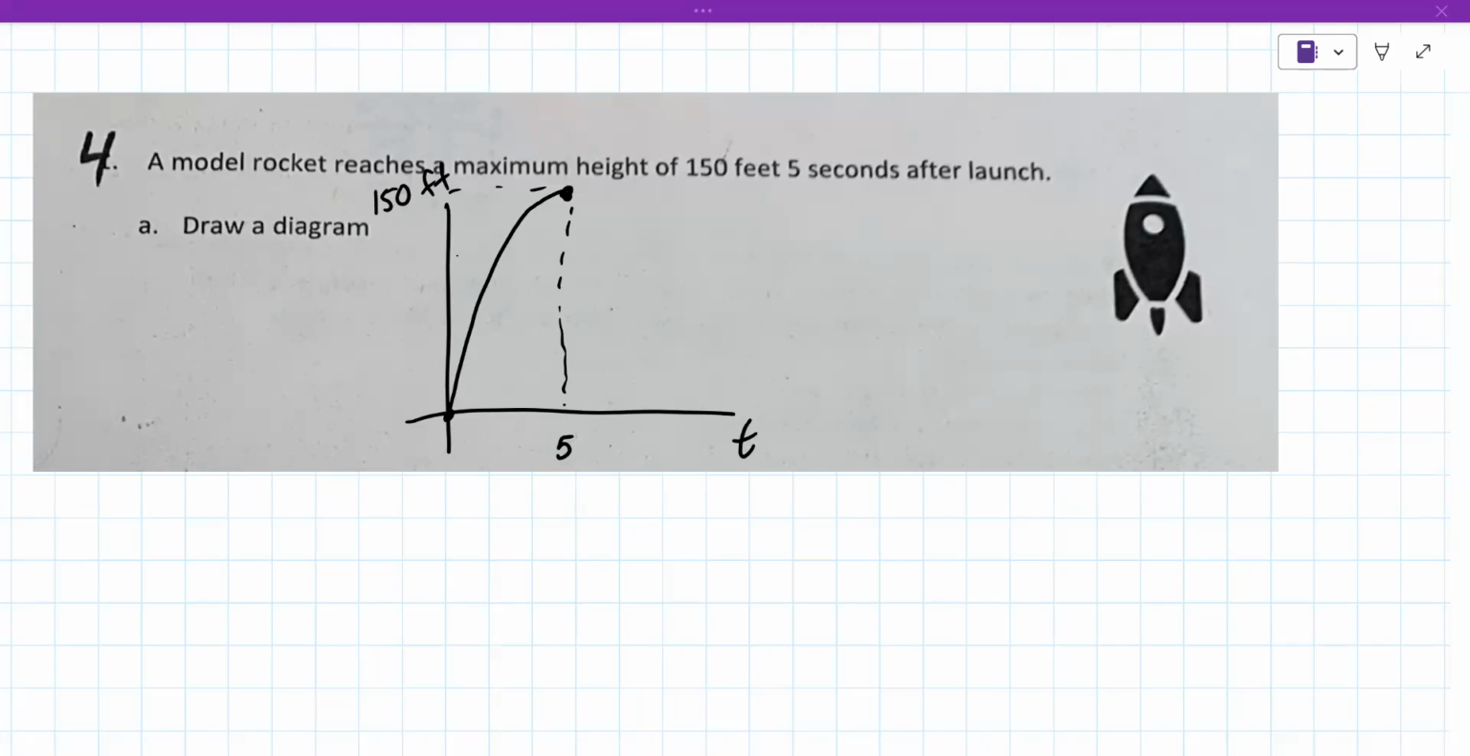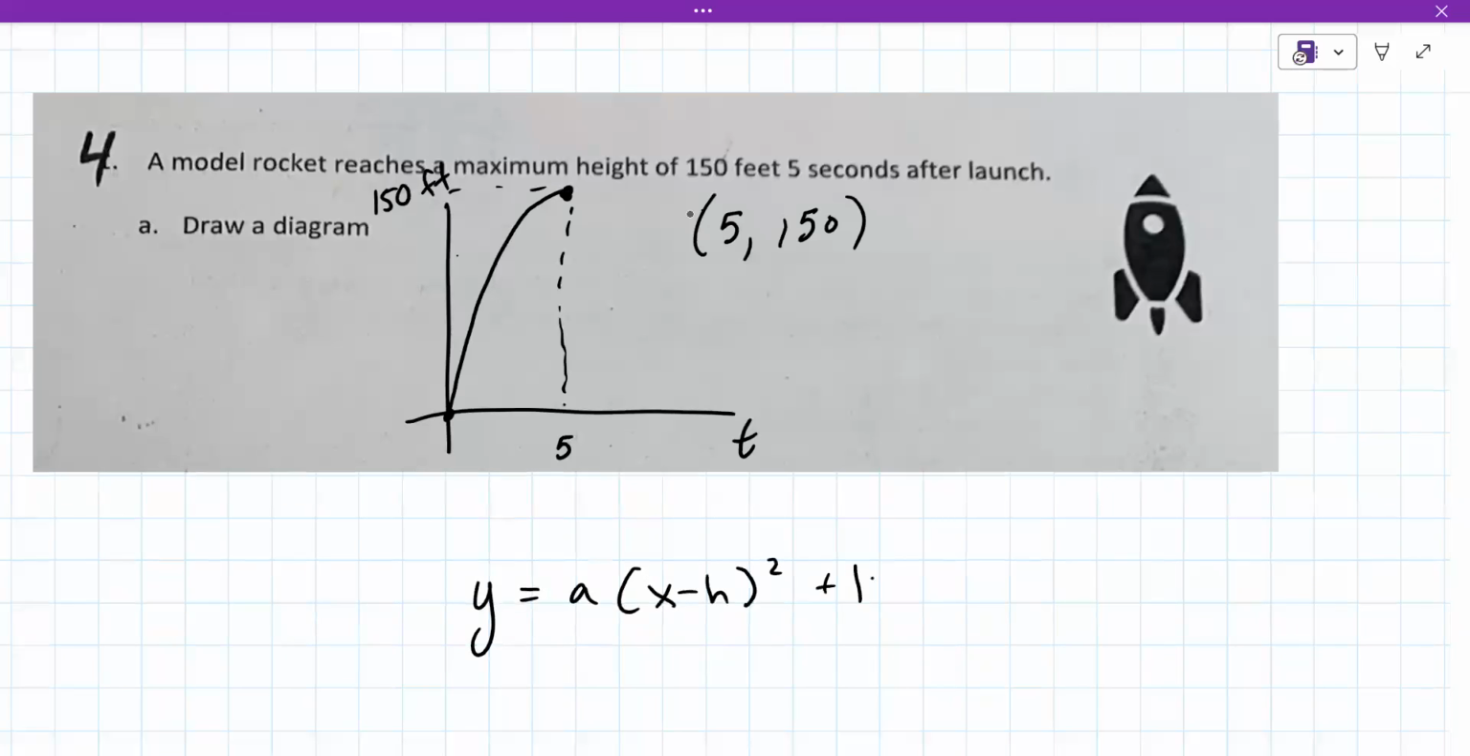All right, so then it says calculate the A value. So this information they're giving you is the vertex. They're saying the vertex is at 5, 150. And the important thing here is that you have this vertex form A, x minus h squared plus k. This is h and this is k. Got it.